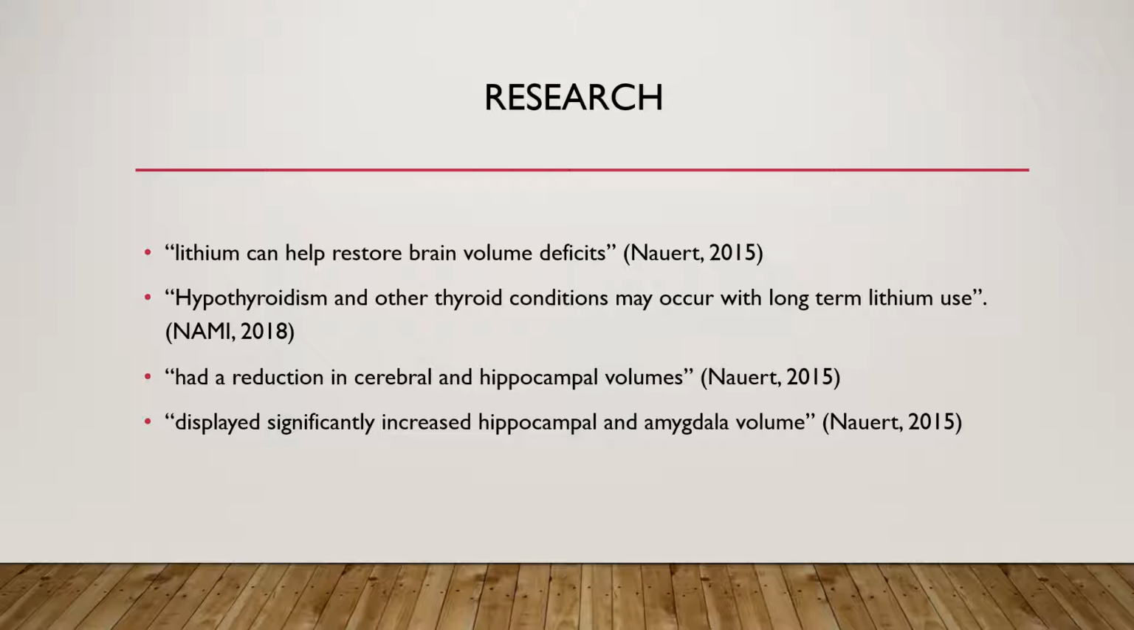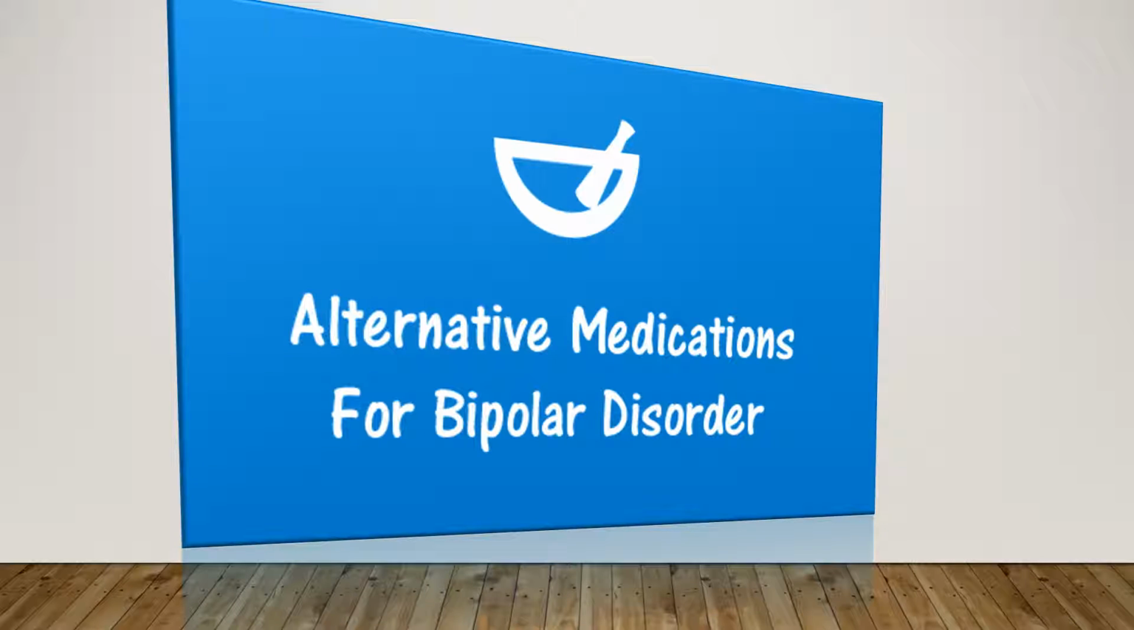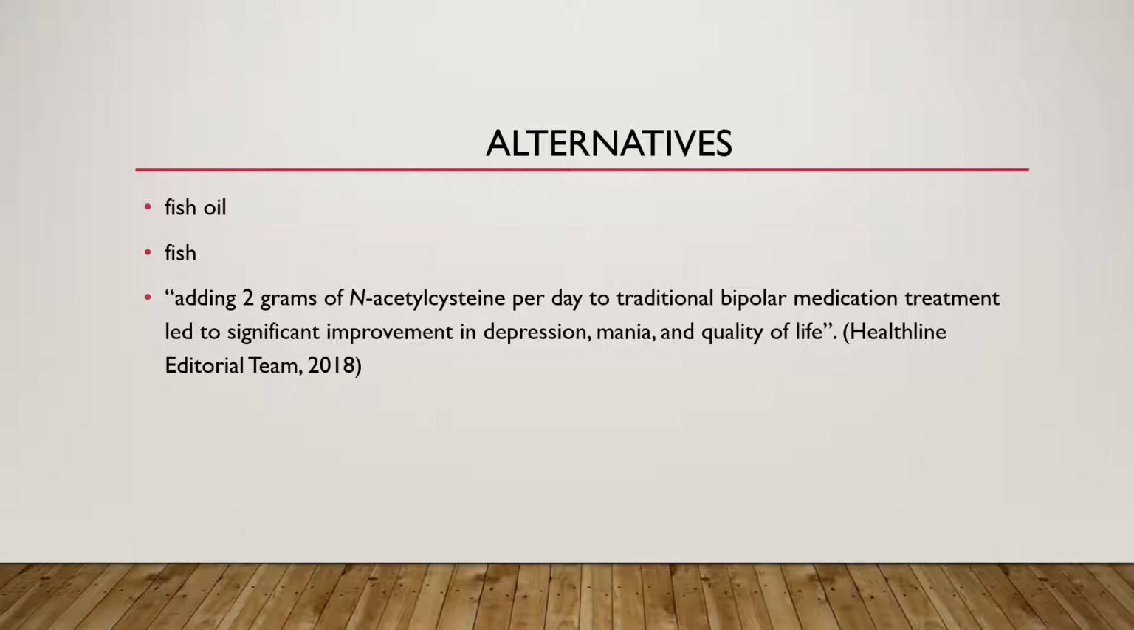Let's move on to alternatives. Everyone wants to know the alternative to medication because some people do not agree with taking medication for bipolar. So I found a couple. I found three. The first alternative is fish oil and fish because of the omega-3 fatty acids. They found that, hopefully I say these right, eicosapentaenoic acid and docosahexaenoic acid, DHA, have chemicals in the brain that are associated with mood disorders. So that was an alternative.